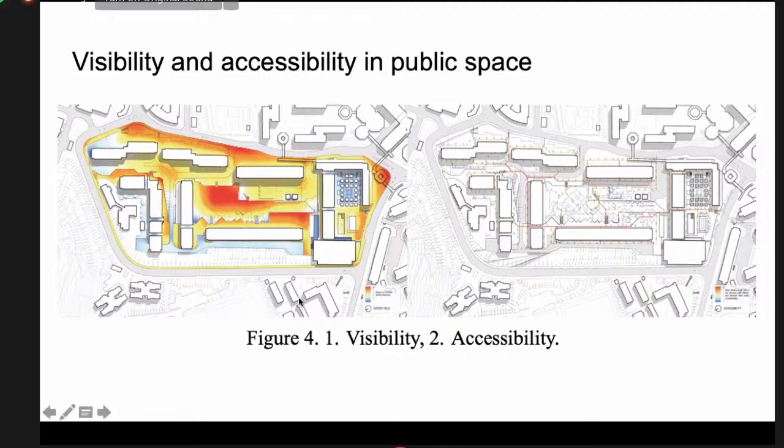The figure on the left is talking about the feasibility. The red area is an area which is more visible from the entire site, and the blue area is an area which is more hidden from the entire space. It means that it's more private. So you can use the blue area for maybe having a private open space or a private garden.